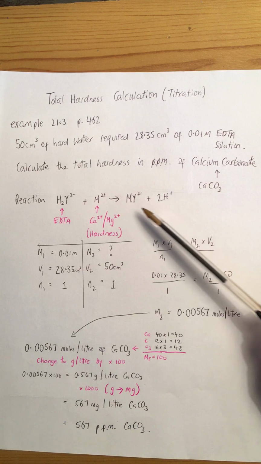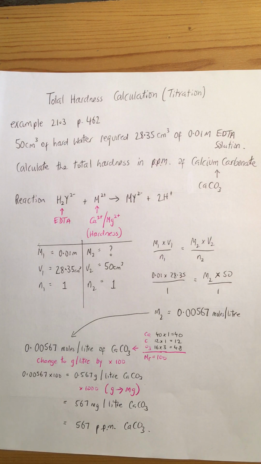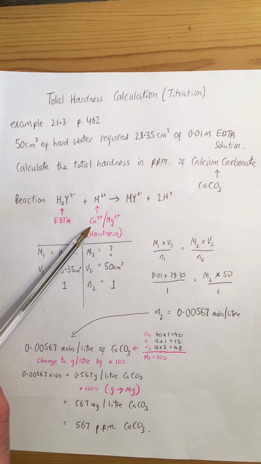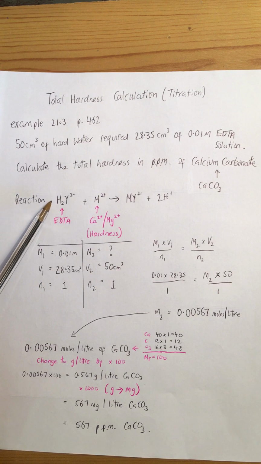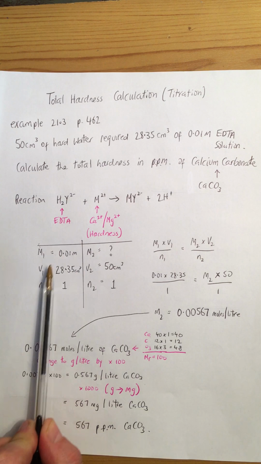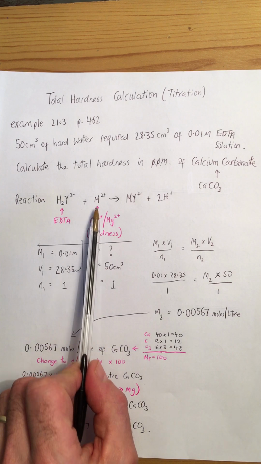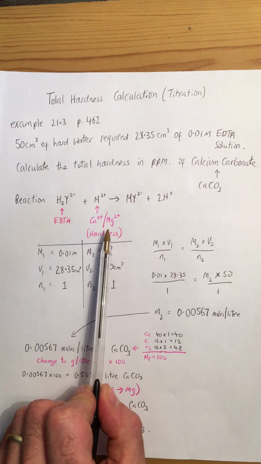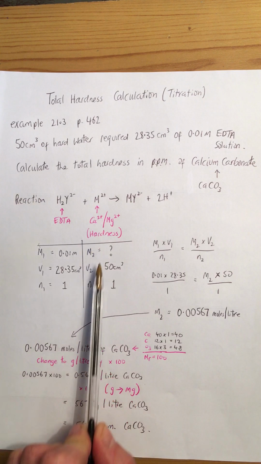This is the reaction. If this came up in the exam, you would be given the reaction. Okay, as I said before, this just represents your EDTA ion, or your disodium EDTA ion, and these are the metal ions that it reacts with, calcium and magnesium. Note that one of these reacts with one of these. So I'm going to use the left-hand side underneath the EDTA for the M1V1/N1, and I'm going to use the metal ions, calcium, magnesium, that cause hardness, down the right-hand side.